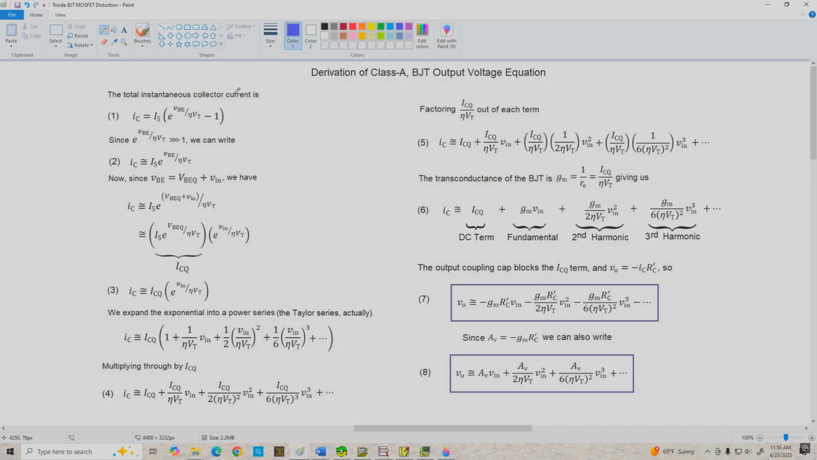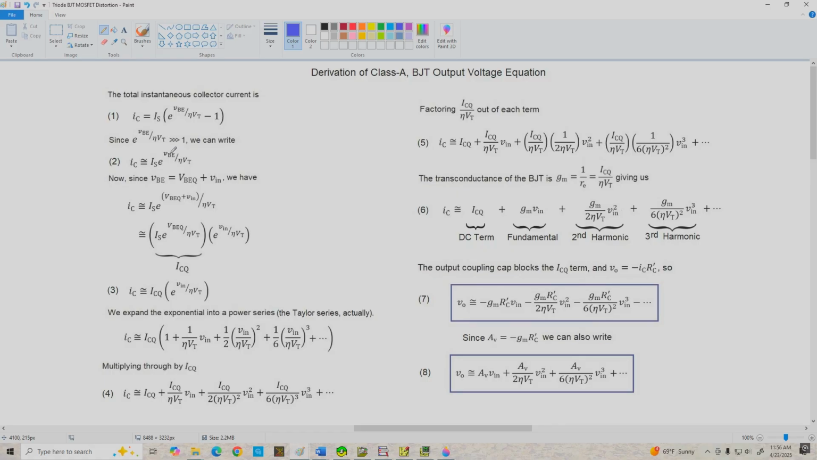Now, we're going to walk through the derivation a little bit quickly here. If you want to see a more nuanced presentation, go back to video 53. But we're going to start here with Shockley's equation for the collector current. The first thing we'll do is drop this -1, and we're justified in doing that because the exponential over here is usually a few million or so, making this pretty insignificant. And that gives us this simplified version of Shockley's equation here for equation number 2.